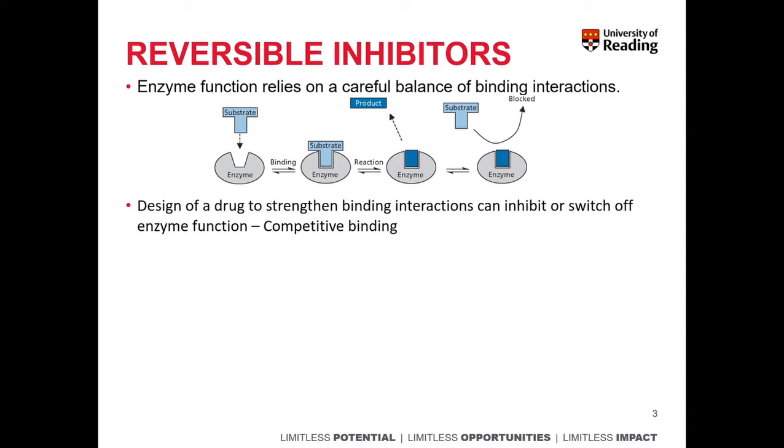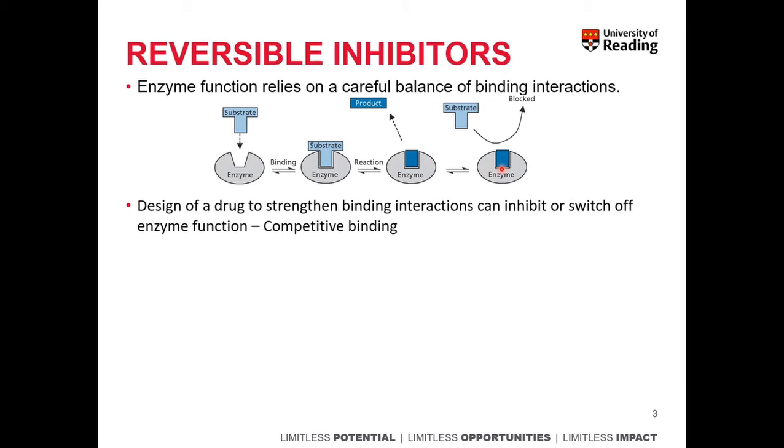Now, enzymatic function relies on a careful balance of binding interactions. So we have our substrate, which is trying to enter into the active site of the enzyme. And when it does, the enzyme will undergo an induced fit, which will form binding interactions between the enzyme and the substrate. Now, the reaction will then occur, which will result in the loss of a product. But ultimately, the remaining product needs to unbind from the enzyme and be released into the environment.